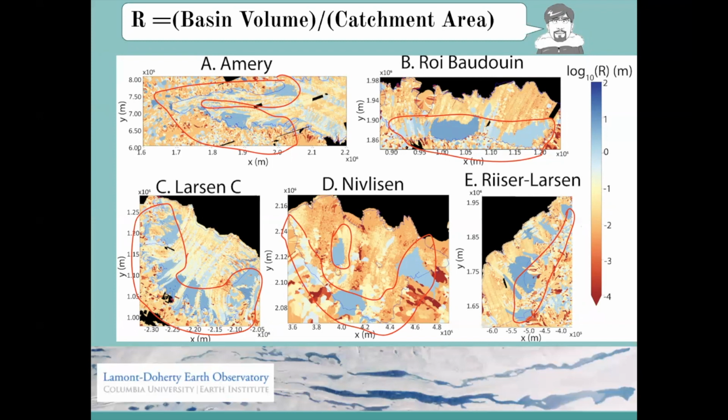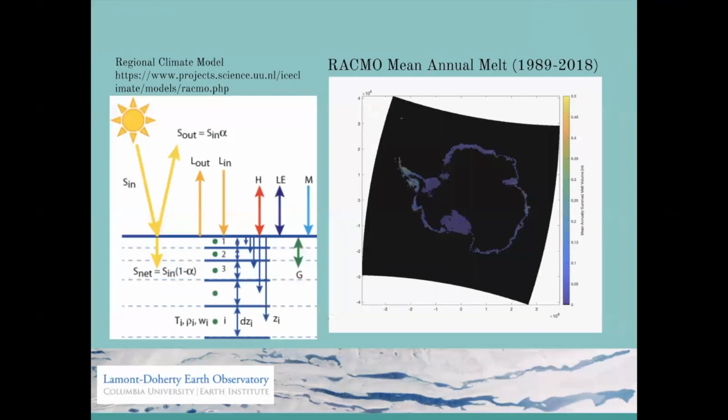Because catchment melt input is related to the surface area available for melting, we can compare these two as a metric of how many meters of melt per unit area are required to fill up the basin in each catchment. So the next step is to compare the unitless, or timeless, melt metric, this R, to the output of a regional climate model.